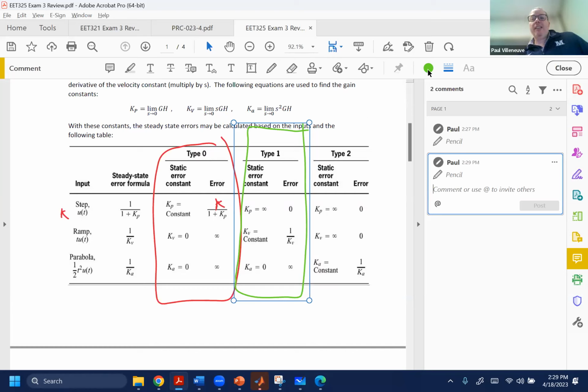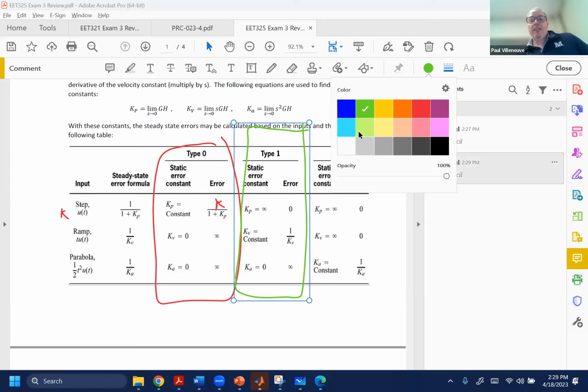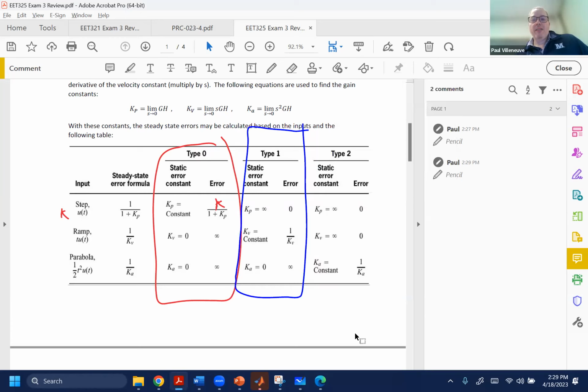And then lastly, let's pick, no, that's too close. Let's pick this one. Oops, it changed it. So let's try that again.